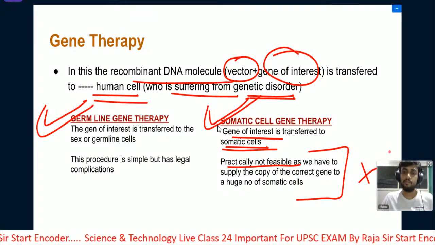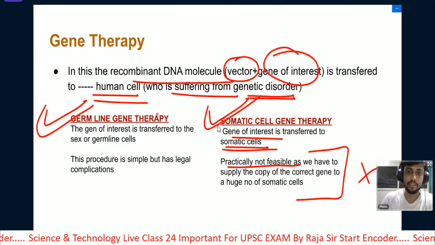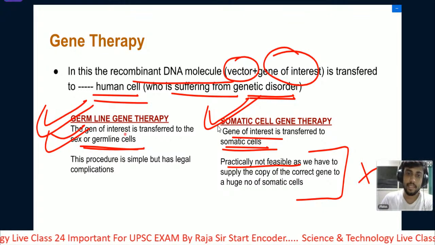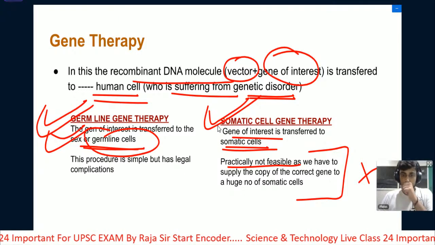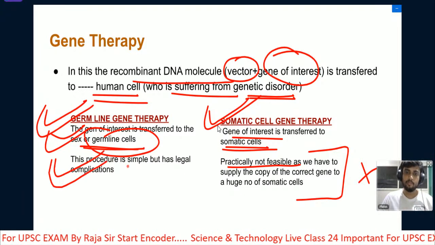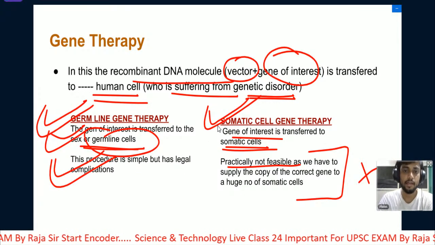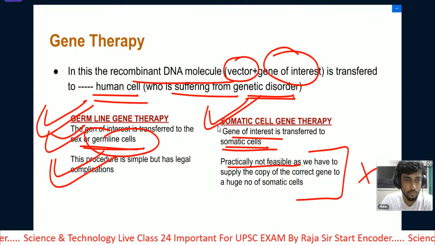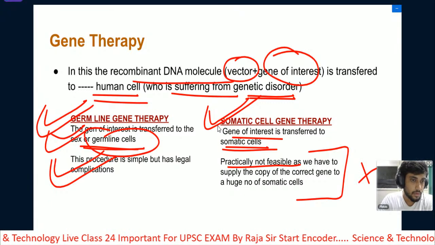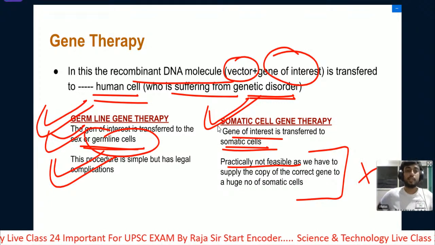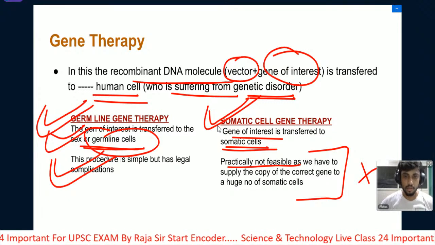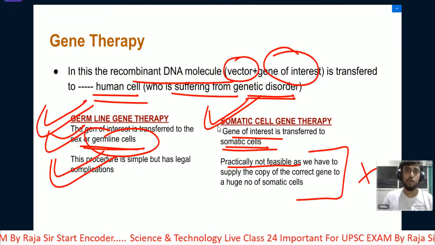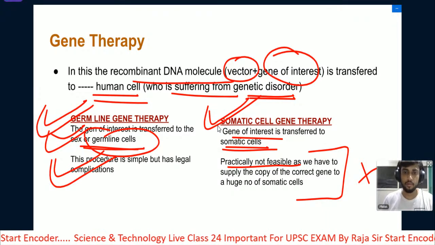But in case of germline gene therapy, this gene of interest can be transferred to the sex cells or the germline cells. This process is also simple, and it does not have any legal complications. I'm not aware, Nitin, if we are using this technology in hair transplantation, but if you are correcting it inside your sex cells, then your offspring will not have the same genetic disorder.